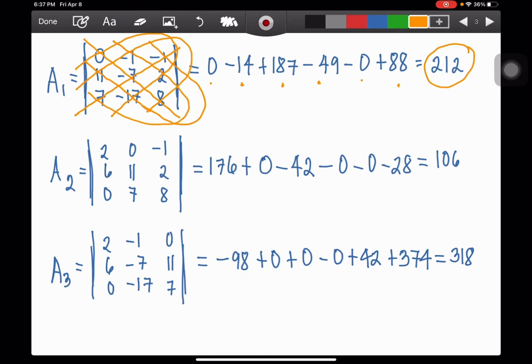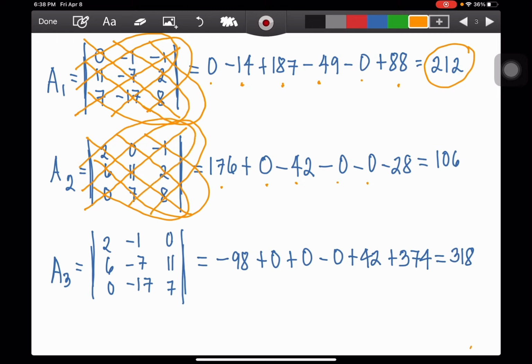Okay, for matrix A sub 2, so we have 2 times 11 times 8 is 176. 0 times 2 times 0 is 0. Then 6 times 17 times negative 1 is negative 102. 0 times 11 times negative 1 is 0. 6 times 0 times 8 is 0. And 2 times 2 times 17 is 68. So kindly review your procedure in getting the determinants of a 3 by 3 matrix. So the determinant is 106.